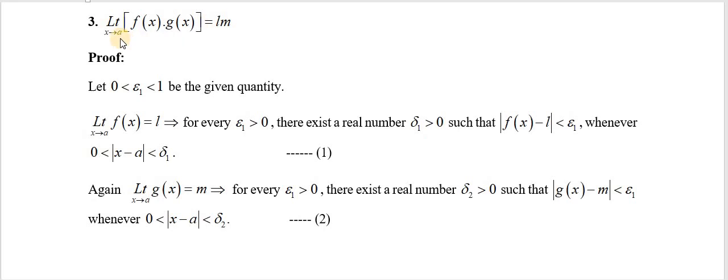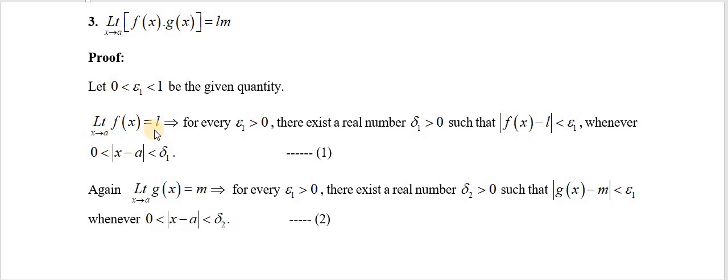Now we are going to prove the third one, that is limit x tends to a, f of x into g of x equal to L into m. Proof: here we are taking epsilon 1 as a given quantity, where the value of epsilon 1 lies between 0 and 1. So epsilon 1 is also positive. Here we are taking limit x tends to a, f of x equal to L. This is the given one only.